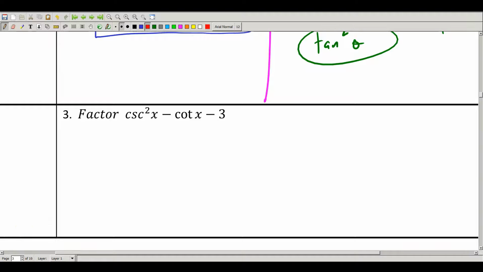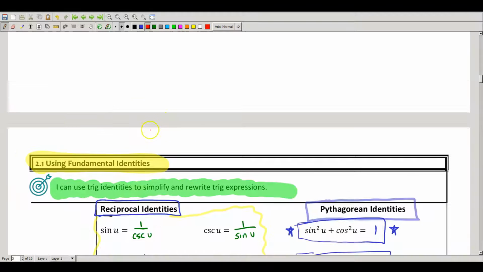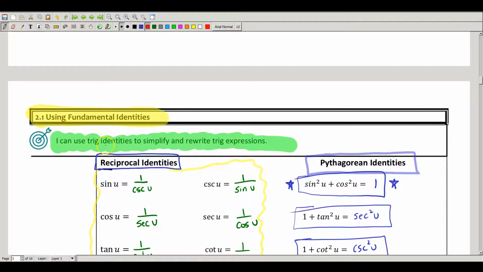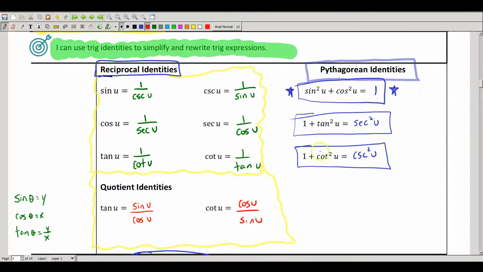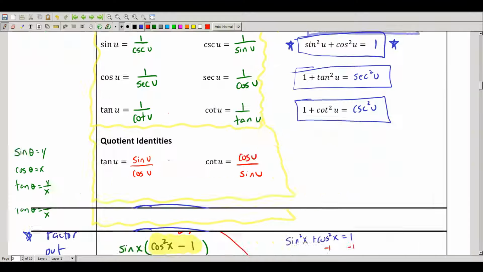All right, so yesterday we talked about trig identities. Our learning target was: how do we use trig identities to simplify and rewrite trig expressions? And this was the menu of identities that we came up with and wrote down. We were using these identities and coming up with strategies to simplify these trig expressions. We were using a lot of algebra, we were factoring, and that's where we're going to pick up today.